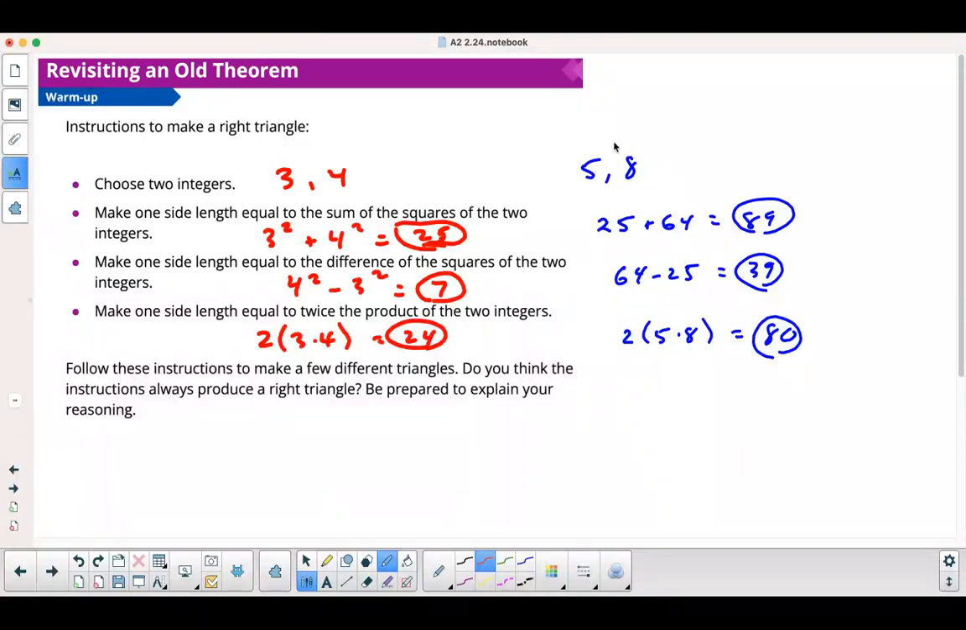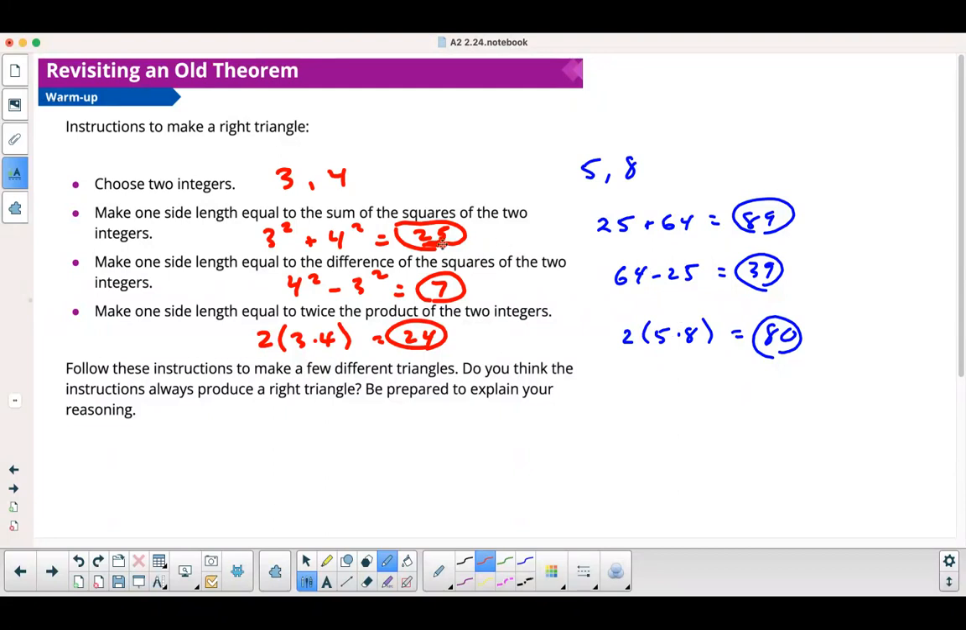I do the same thing here. I did two different integers, 5 and 8. I squared them and added them together, squared them and subtracted them. Notice I had to put the bigger number up front to subtract because I didn't want a negative side on a triangle. And then I multiplied the product of the two over here on the third one.